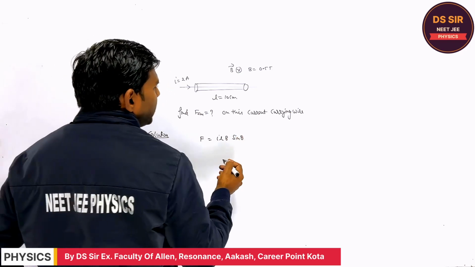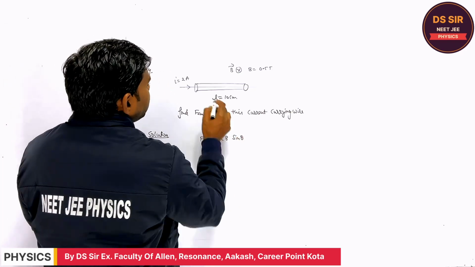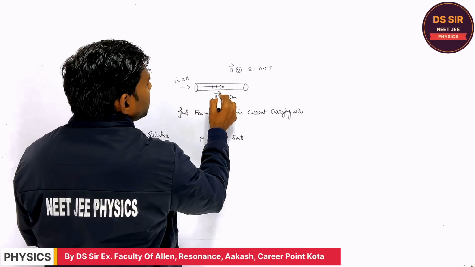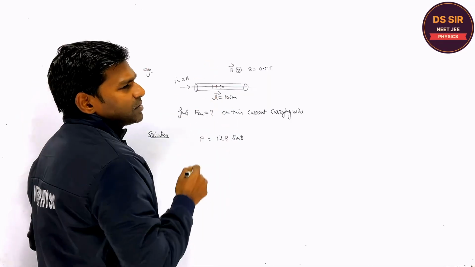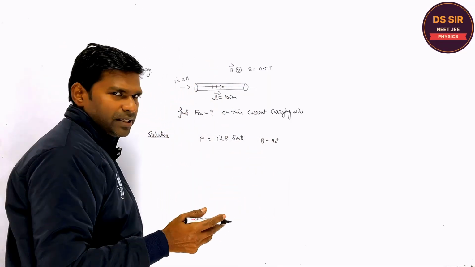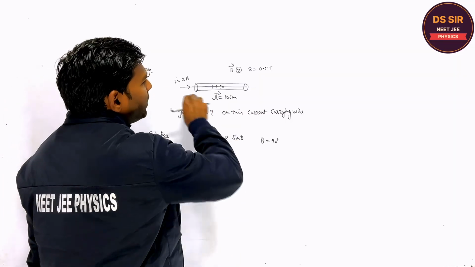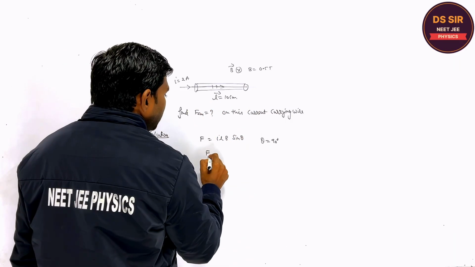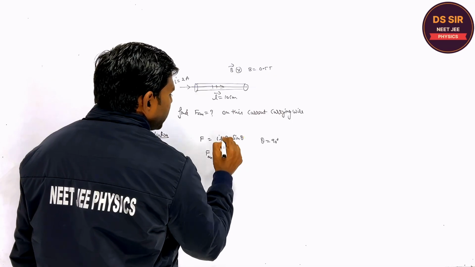F is equal to ILB sine theta, or I L cross B. But the length vector is in this plane. So this is the L vector and the magnetic field is perpendicular. So here theta is 90 degrees. The angle between the length vector and magnetic field vector will be 90 degrees. So the magnetic force you may write is equal to ILB.